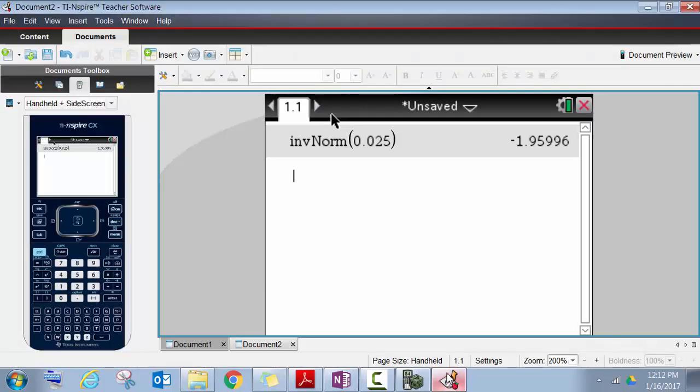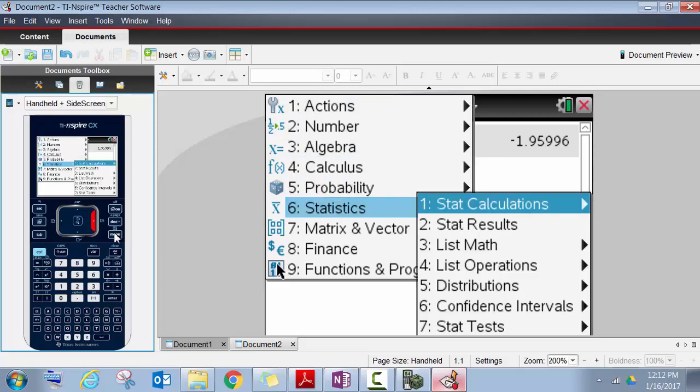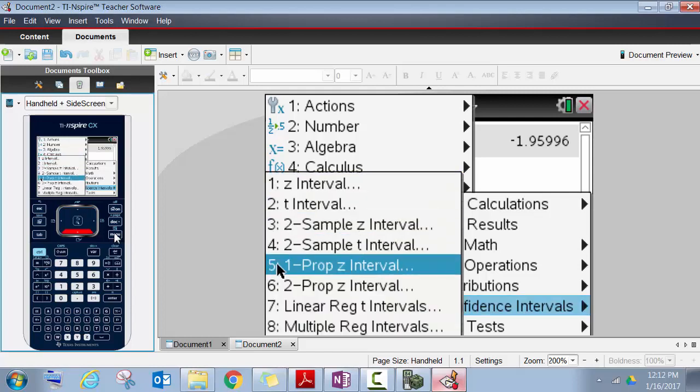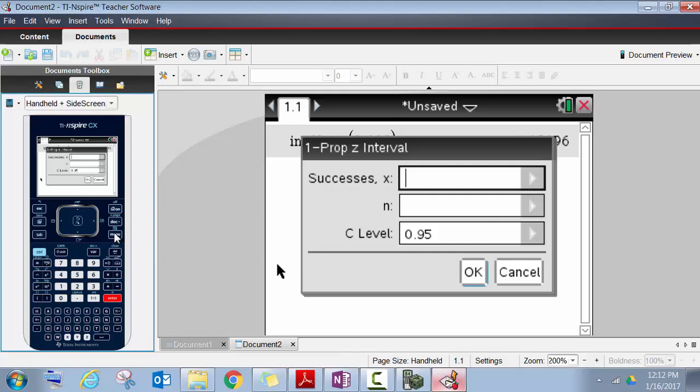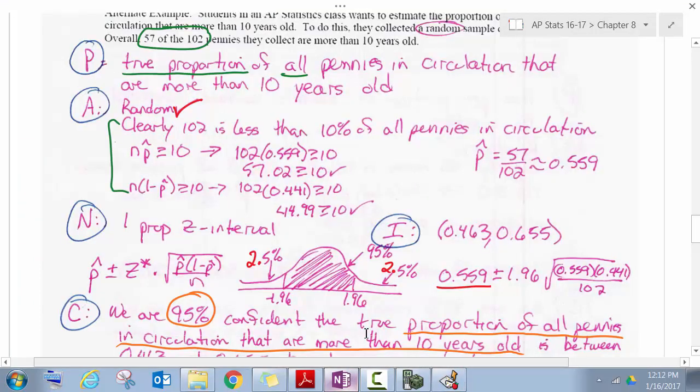If you're using the Inspire, same type of thing, menu, statistics, and it's under confidence intervals, oddly enough. The one proportion z interval, same type of thing, 57 out of 102. It actually finds a margin of error as well, so it gives us a little bit more, but we should be able to find that anyways. So that's what we're going to do from now on instead of using the formula.